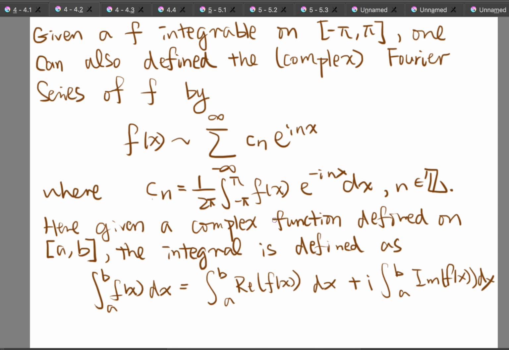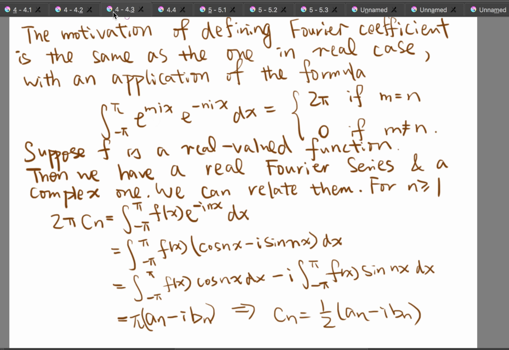So, what is the complex integration? Well, I will recall this. Given a complex function defined on the interval [a,b], the integral is defined as the integral of the real part plus i times the integral of the imaginary part. And what is the motivation? Well, the motivation is very similar to the real one, and we just apply the integral formula here. I will leave it for you to verify it.